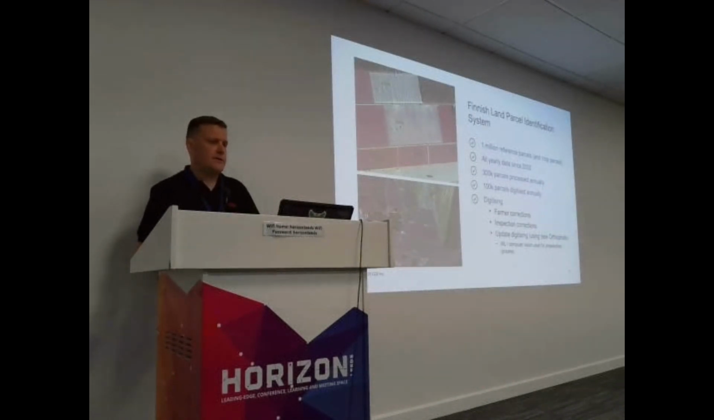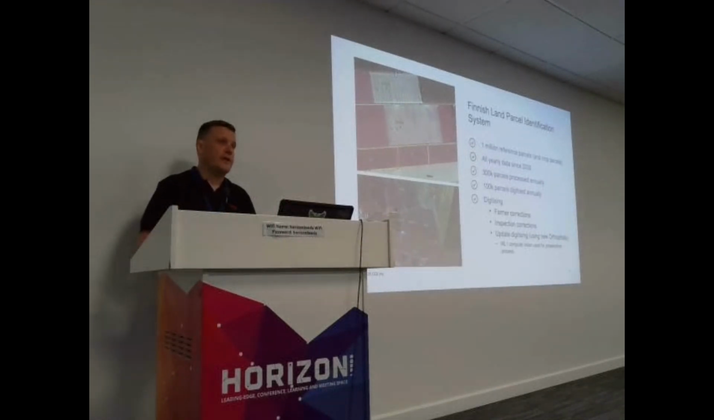And the next part is the land parcel identification system, and CGI has been the main contractor maintaining this one since 2000. And basically that's the system where all the reference parcels and the crop parcels inside are digitized on top of the latest orthophoto. So in Finland, we have 1 million reference parcels and about 300,000 of them are processed annually. And from those 300,000, about 100,000 are actually digitized.